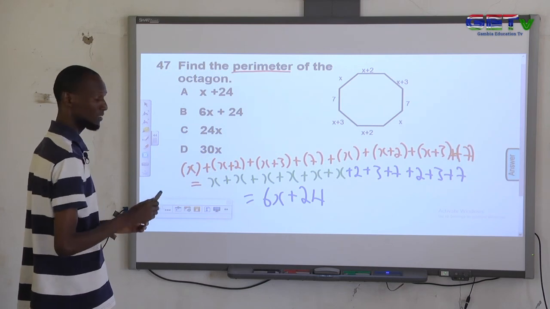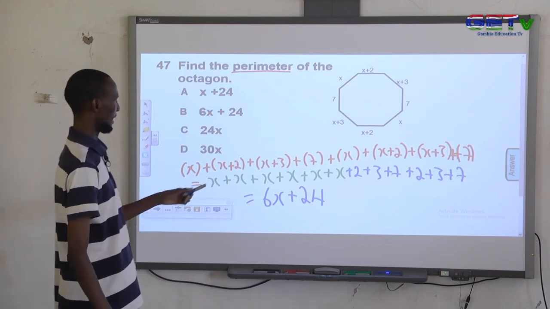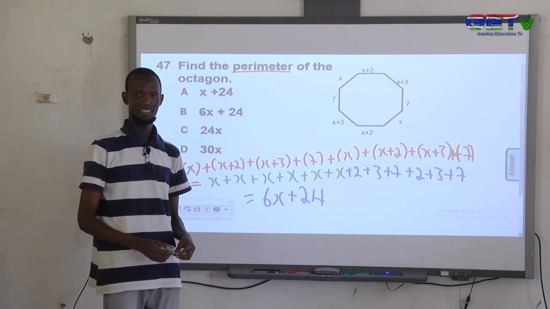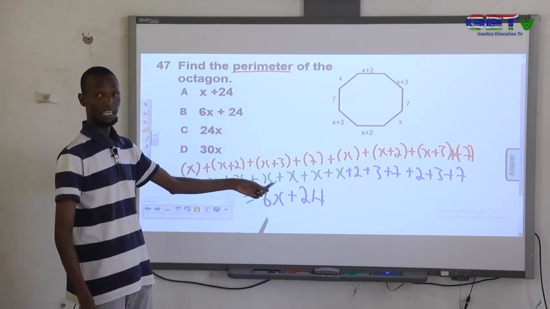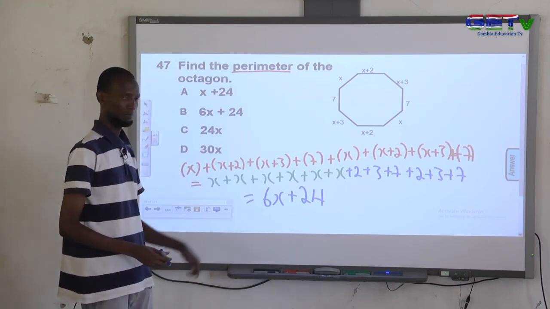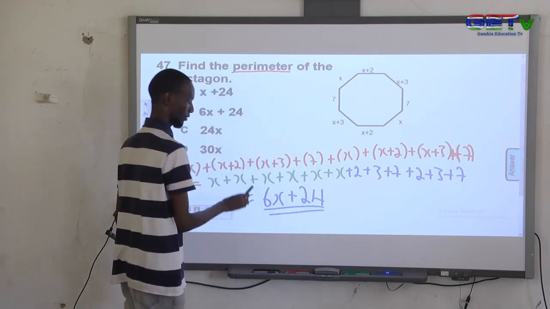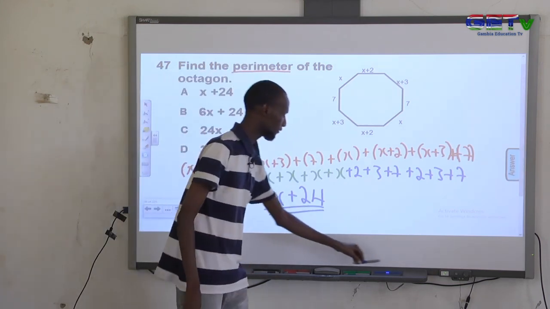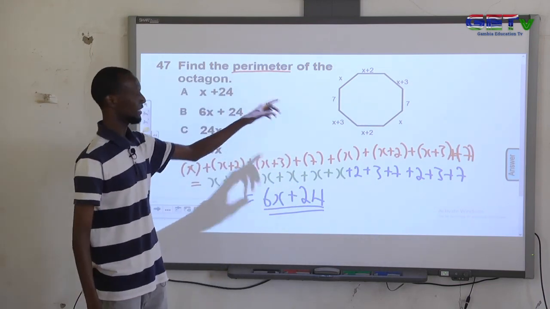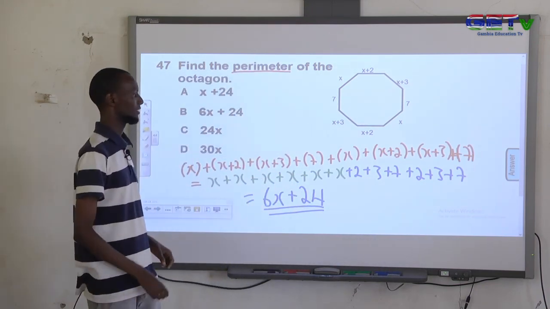6x and 24. Are they like terms? No. Because they are not like terms, we cannot add them. So therefore, we cannot go any further. That would be our answer. So 6x plus 24 will be the perimeter for that octagon.